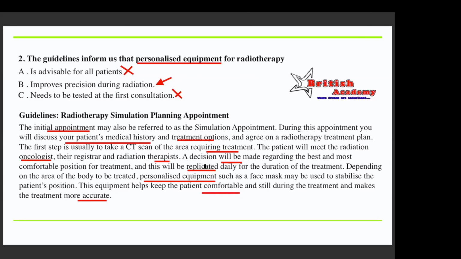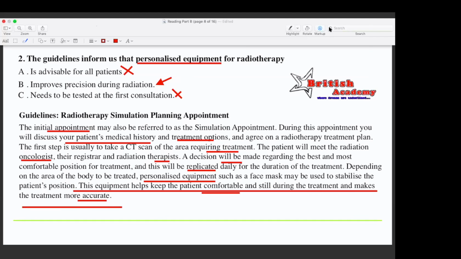Improves precision during the radiation, because in the last line it is clearly given that the equipment helps the patient stay comfortable and still during the treatment and makes the treatment more accurate, which is over here. That's why the correct option is B. I believe this was not that difficult, but many people tried and many of them got the wrong answers. Two of them, Natasha A and Blossom Rose, got the right answer as B. Wonderful, guys, good attempt. Now let's move on to the third question and see how you do it.